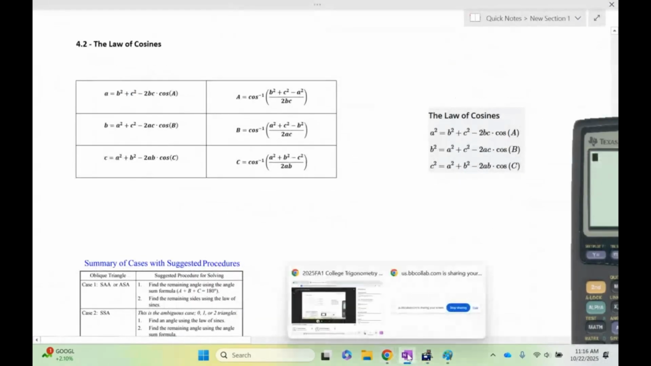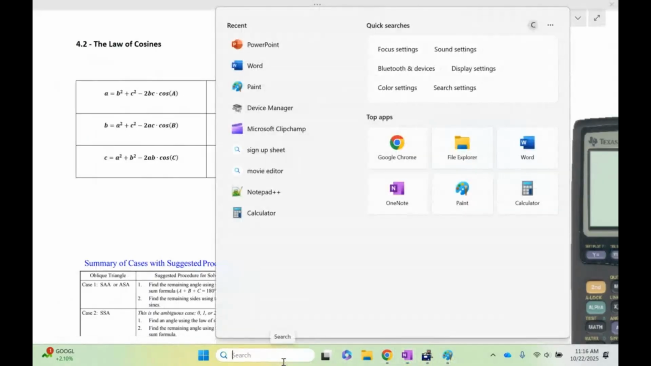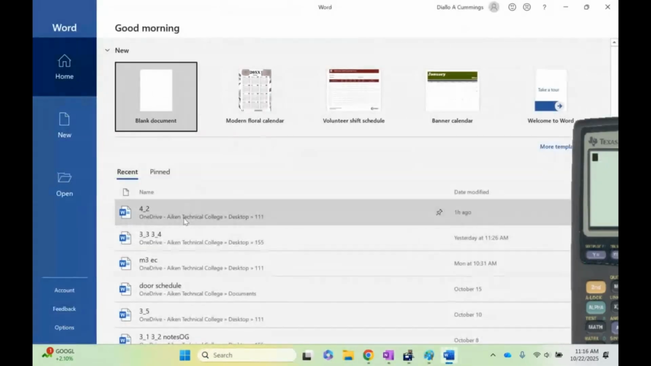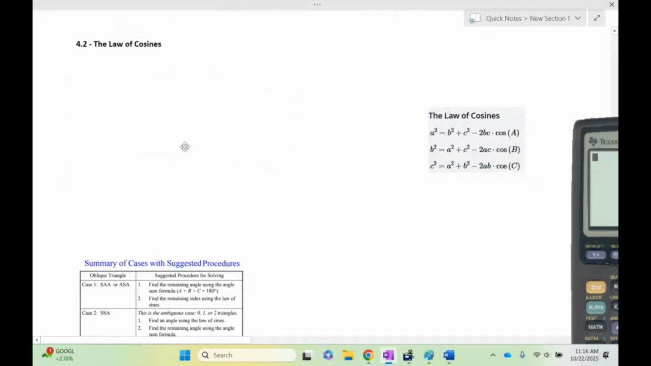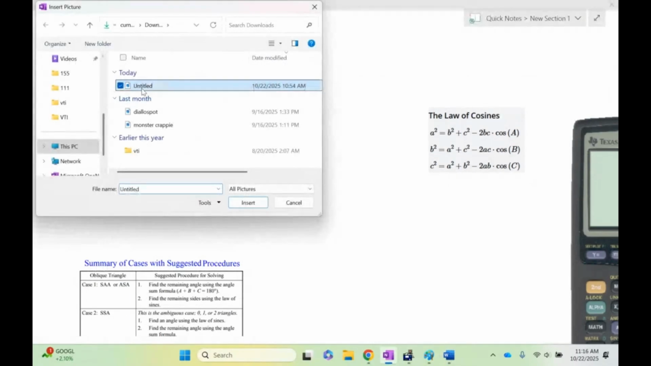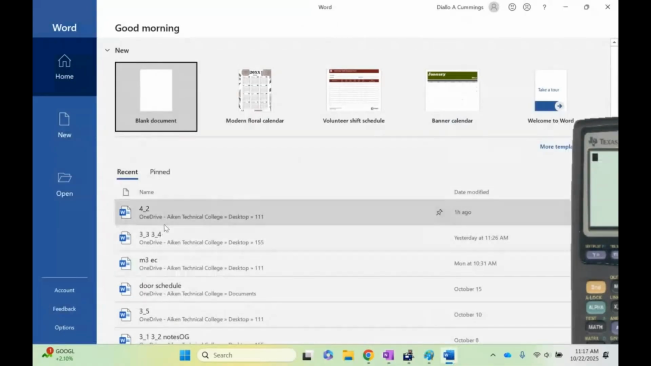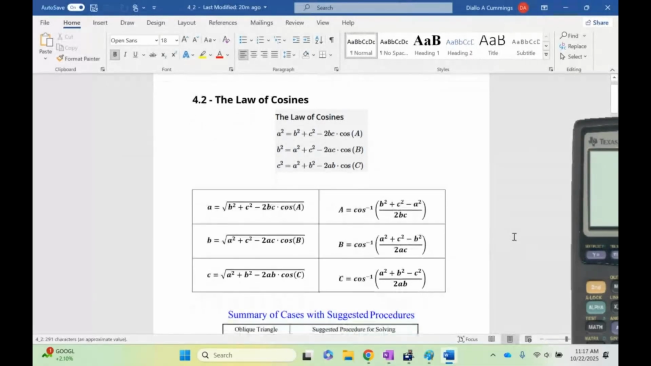I thought I changed that. I believe it's right on the notes. Let me just double check that. Okay, yeah, it's actually right on the notes.